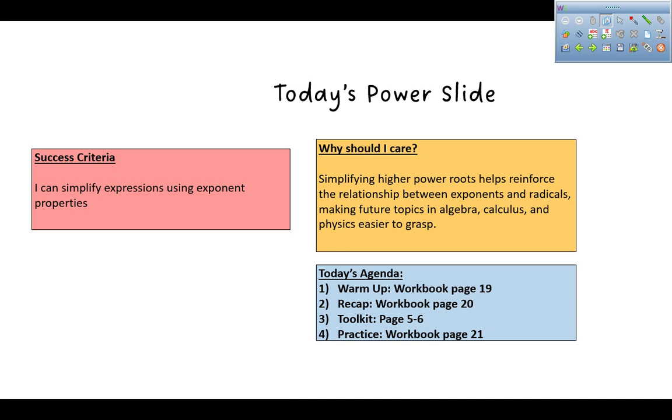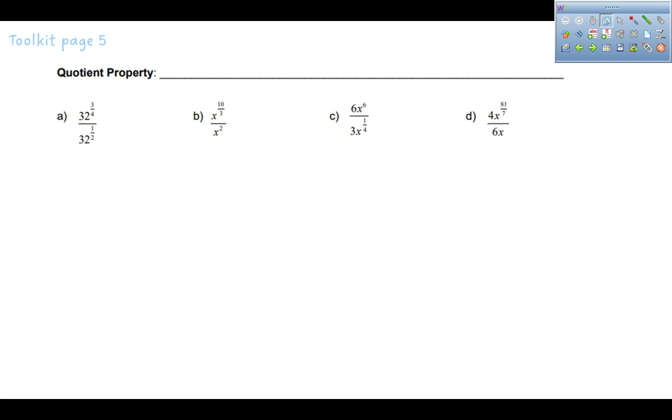So you need your workbook today, keep that out, but you also need your toolkit. We're going to finish the toolkit today. We're just about done this unit.